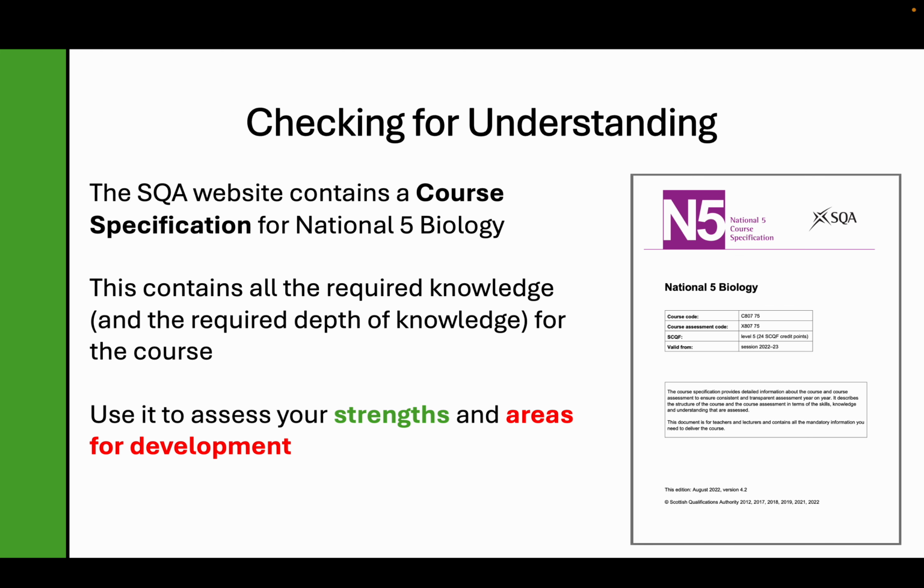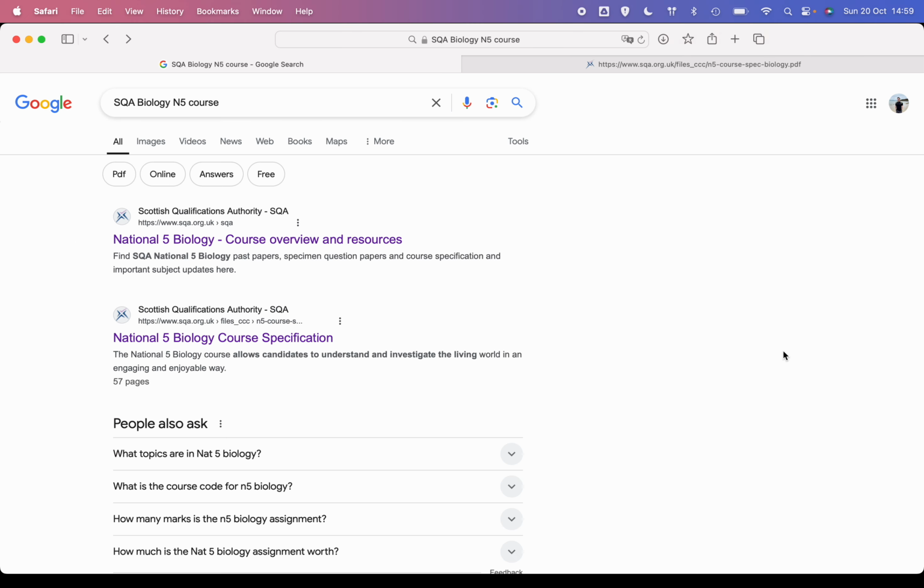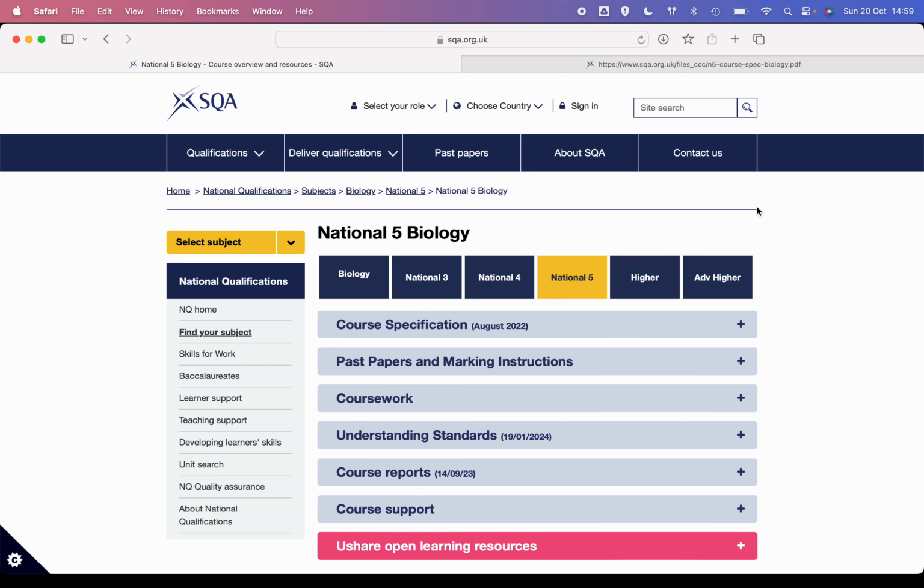Now, the main thing here, I'm just going to show you how this actually works, is first of all, we're going to have a quick look at the course. So if you go onto the SQA website, you'll have all this information here.